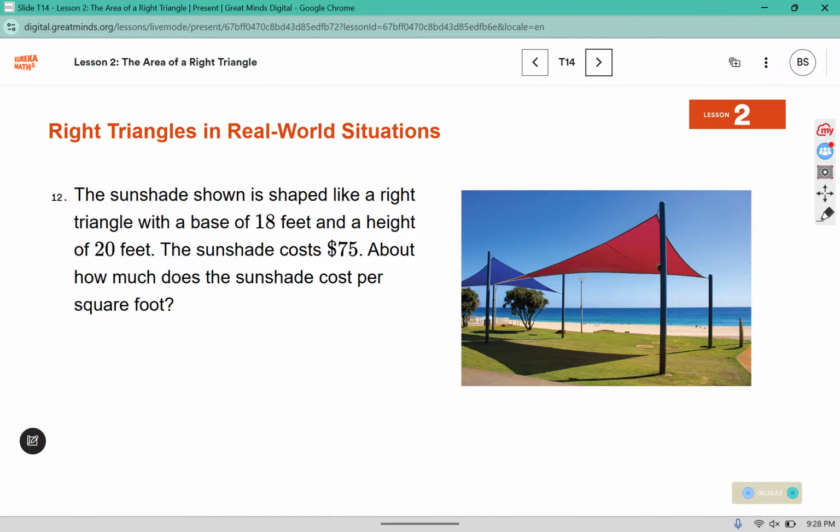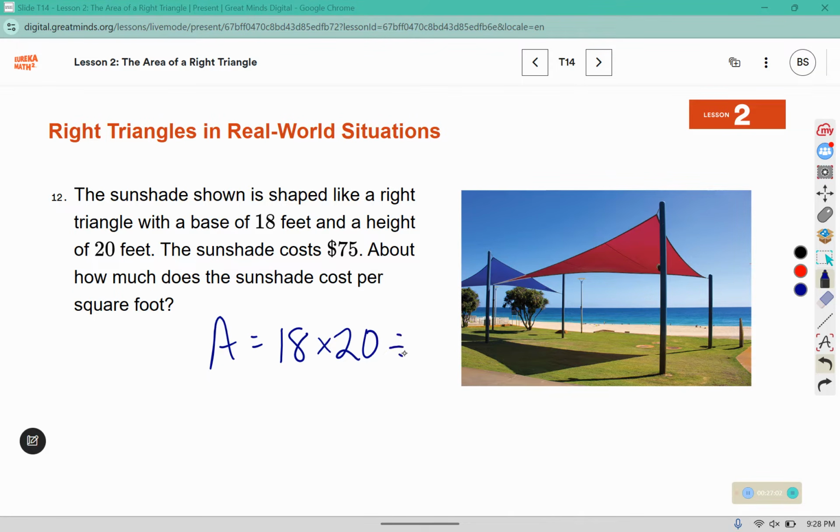The sunshade shown is in the shape of a right triangle with a base of 18 and a height of 20. 18 times 20 is 360. Divided by 2 is 180 feet squared. The sunshade costs $75. About how much does the sunshade cost per square foot?